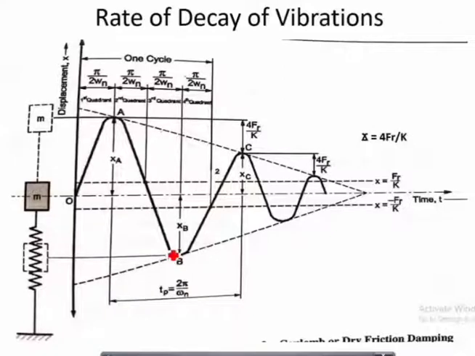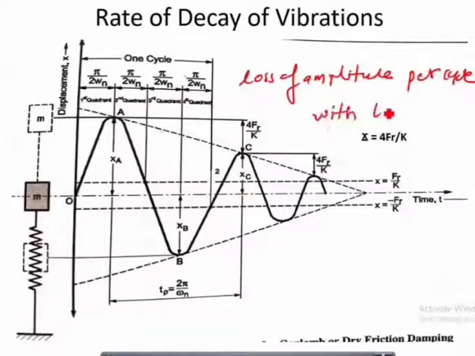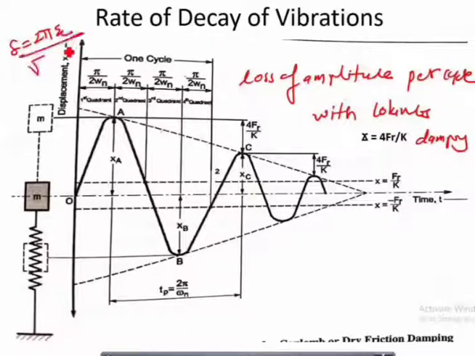Okay, now this figure shows the rate of decay of vibration. Rate of decay of vibration means what? First of all, loss of amplitude per cycle. Try to understand this. Loss of amplitude per cycle with which type of damping? With Coulomb's damping. Loss of amplitude per cycle in case of viscous damping we have already seen, that is delta, and we have derived a formula delta is equal to 2 pi zeta upon square root of 1 minus zeta square. And for n number of cycles, delta is equal to 1 upon n into ln of initial amplitude upon final amplitude. This is what we have derived.